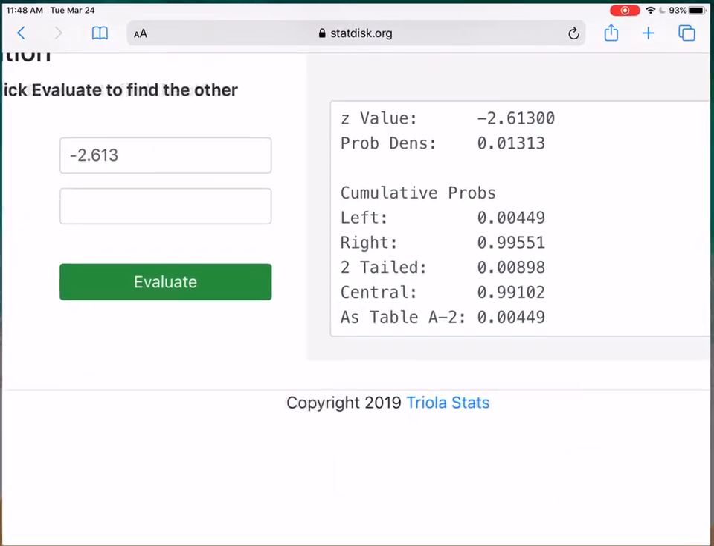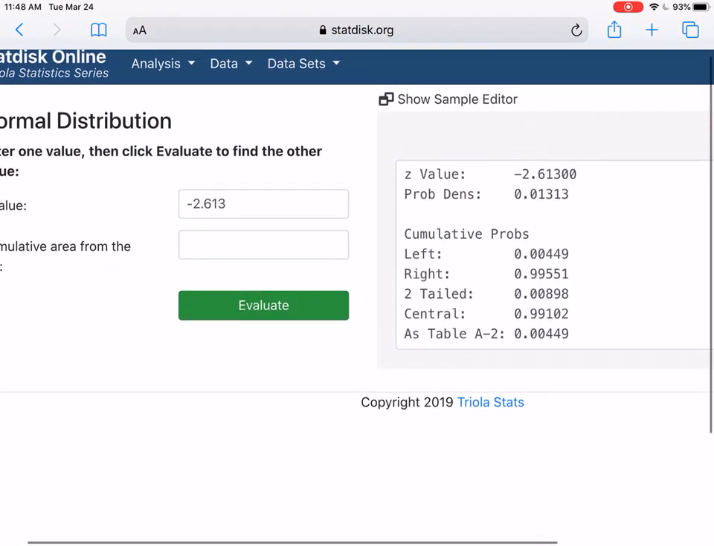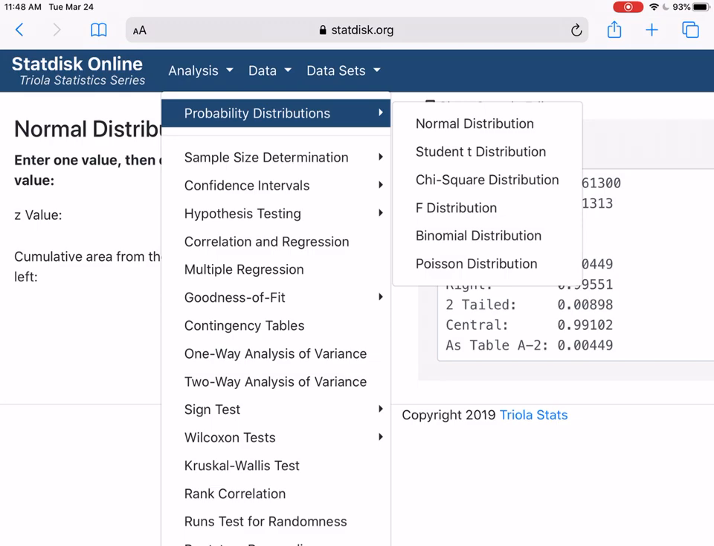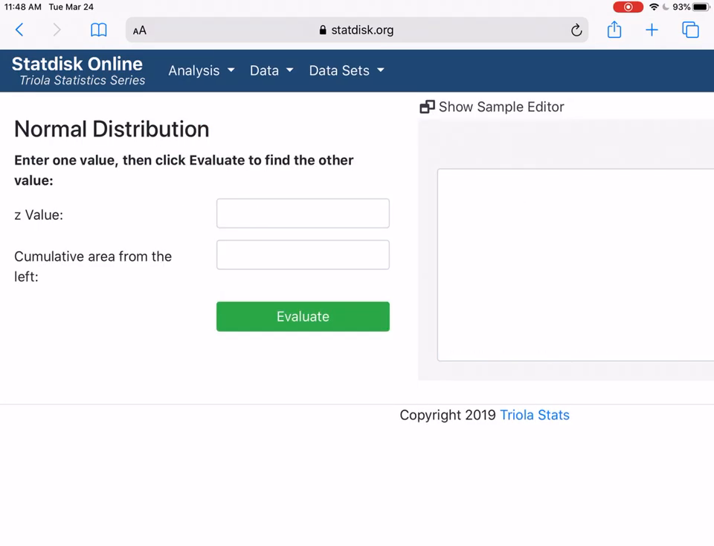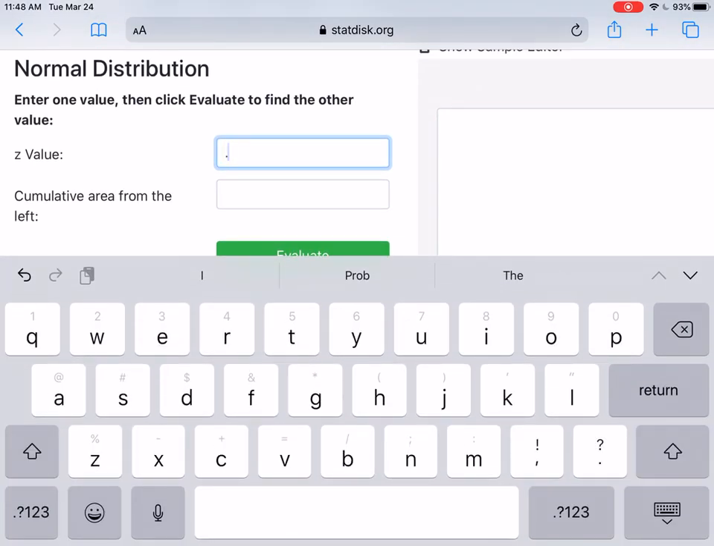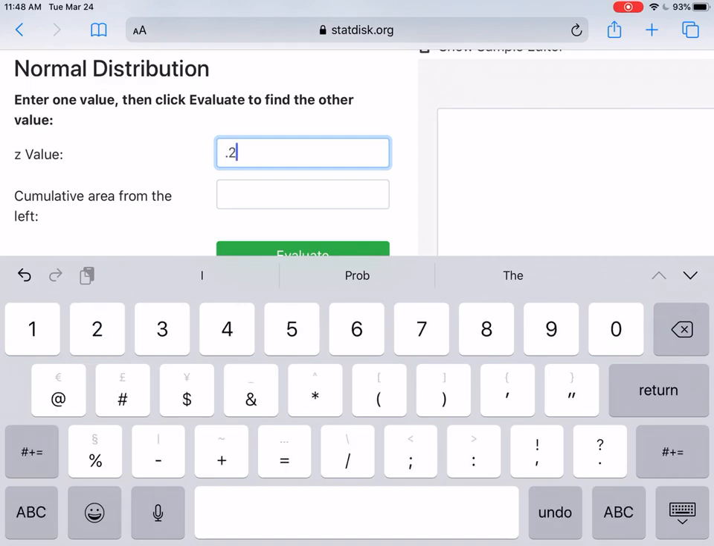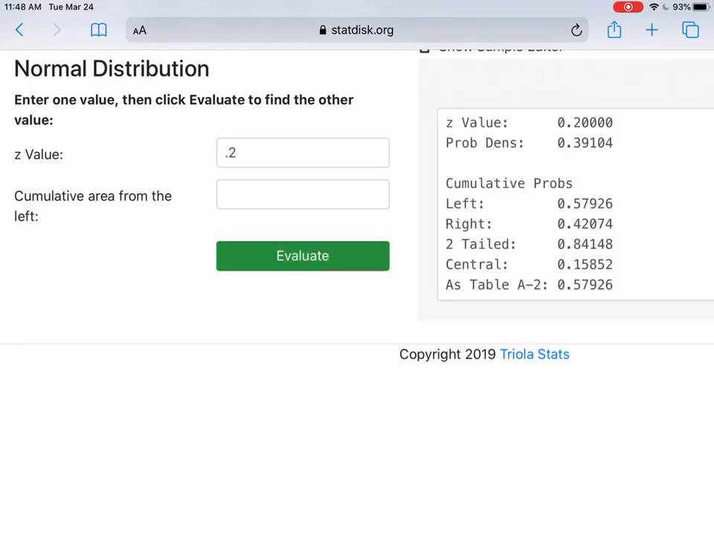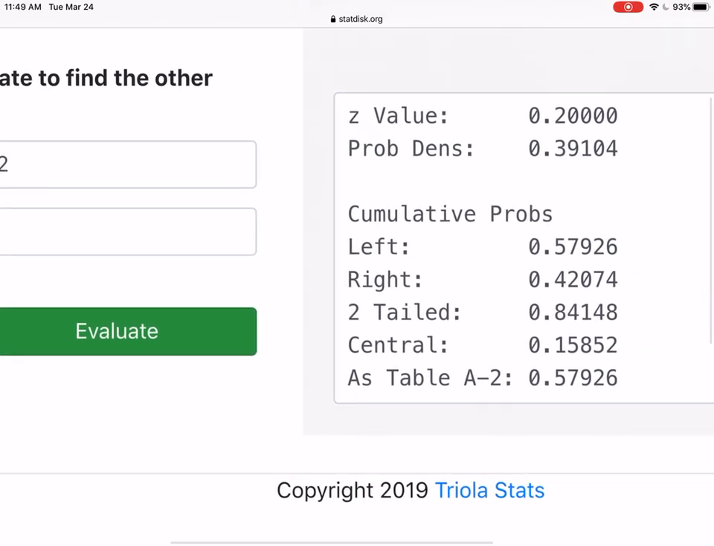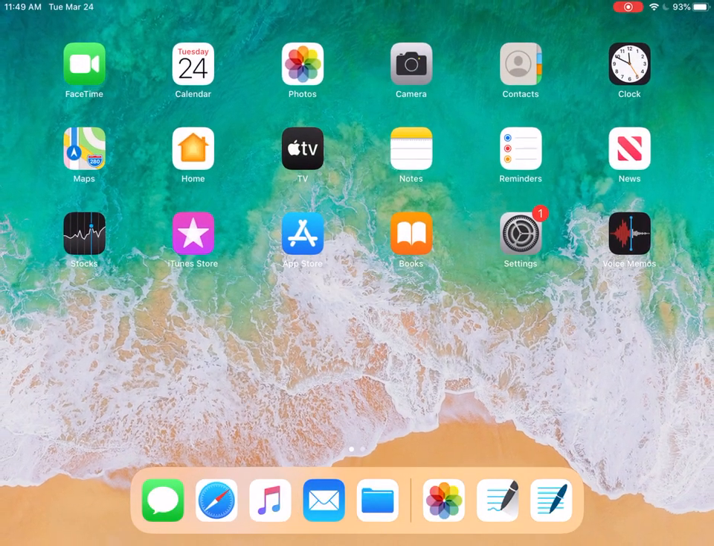Right? And so in StatDisk, we are going to choose Analysis, Probability Distributions. We are dealing with a normal distribution. And so our z value that we calculated was 0.2. And we evaluate that. We are looking at the area to the left. And so our area to the left is shown as 0.57926. That is the probability to the left. That's the part of the curve that we shaded. We wanted to know what's the probability it was less than that particular value. So 0.57926 is our probability.